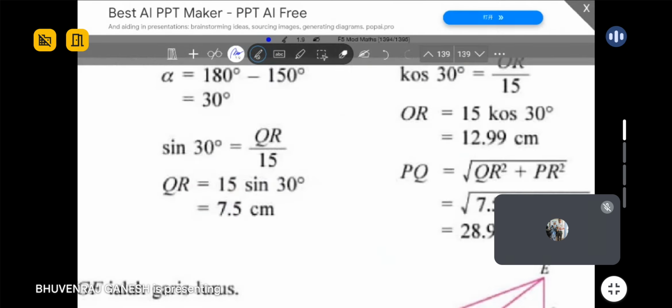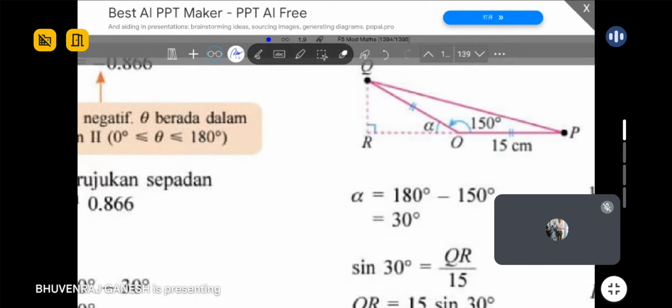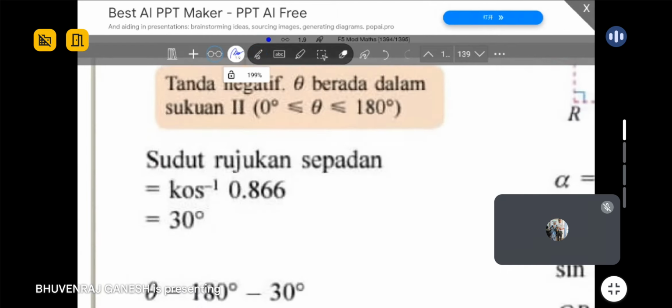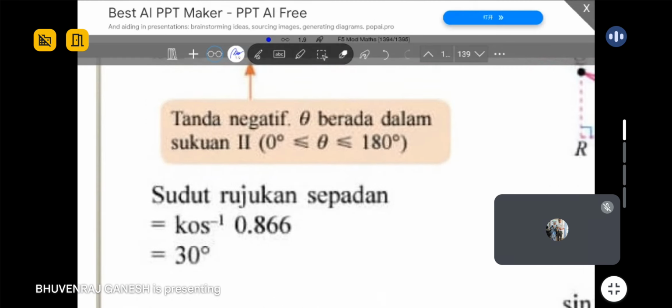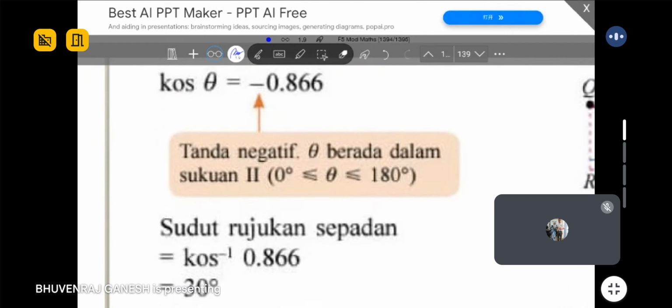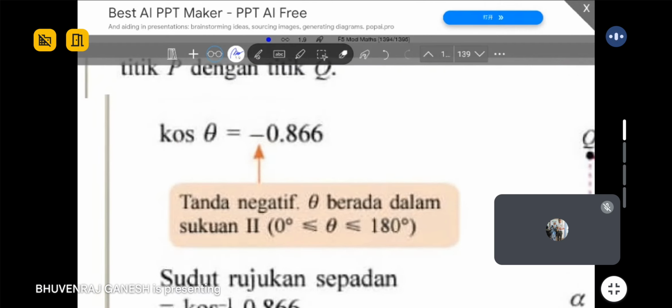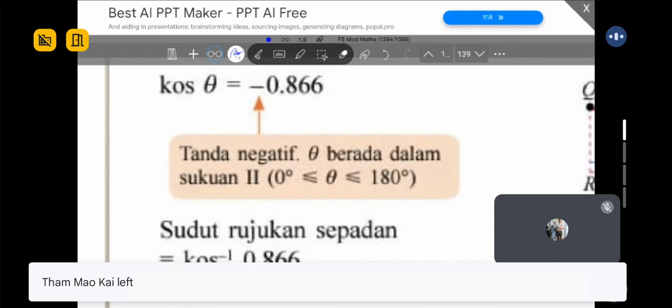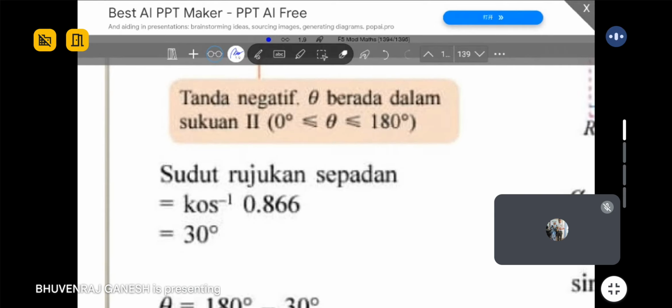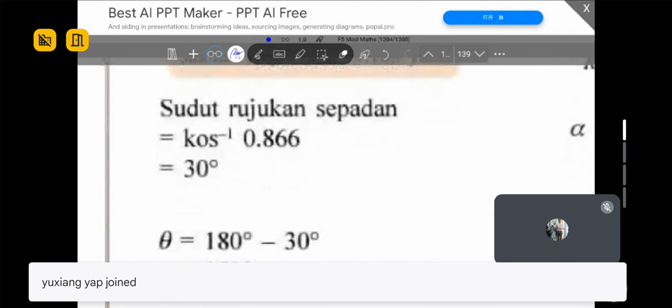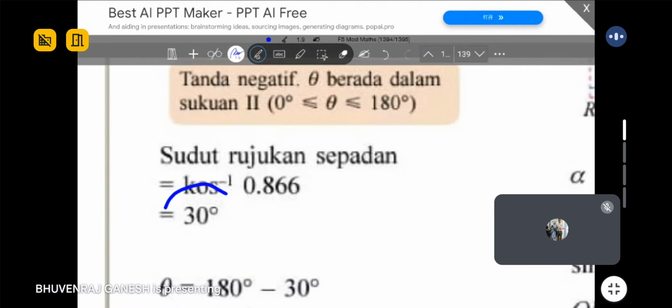So basically kalau kamu tak nampak lah. So basically kamu boleh cari nilai theta dulu. You find your theta. Because cos theta equal to negative 0.866. Correct? So you can find theta. So theta is equal to 30 degrees. Am I right? So then, this is your reference angle. Ini adalah sudut rujukan kamu.